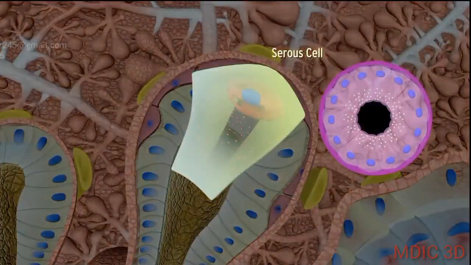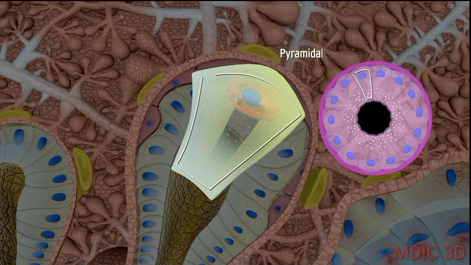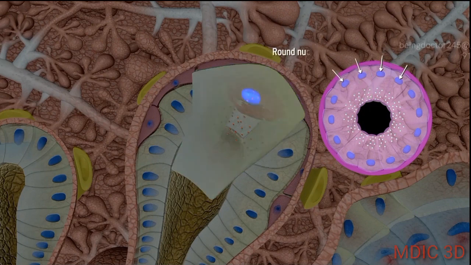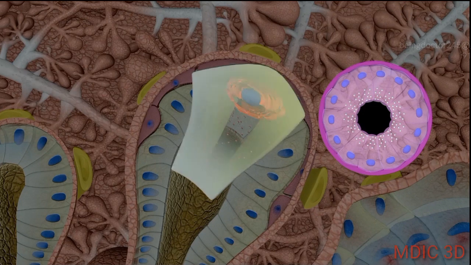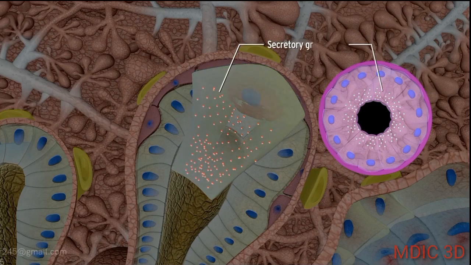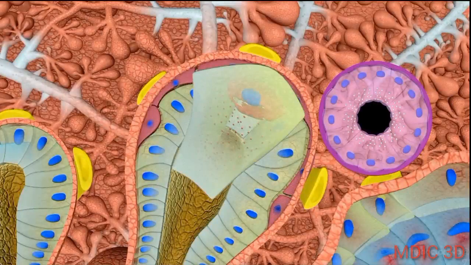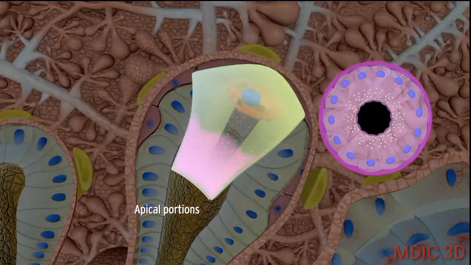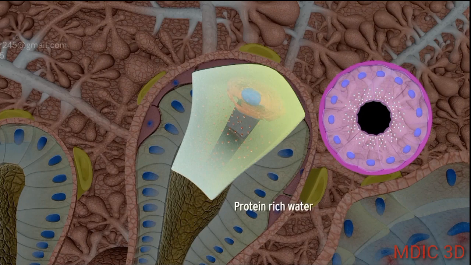The serous cells. These cells are pyramidal in shape. They have round nuclei located basally. The rough endoplasmic reticulum is prominent in these cells, due to which the cells show basophilic staining towards the base. Secretory granules or zymogen granules can be seen accumulated at the upper end or the apical part of the cytoplasm. Hence, the apical portion of the cells takes up an eosinophilic stain. These cells are responsible for secreting protein-rich watery secretions.